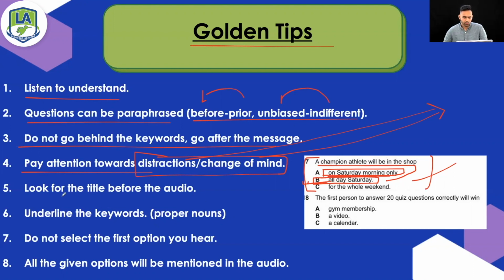As I've told you, look for the title before the audio starts. That will give you a better idea of the audio. Underline the keywords. In the question I've told you in the options as well. For example, here you can highlight gym, video, calendar so that you can relate to the question. Do not select the first option you hear, as I've told you. I've seen students hearing gym membership, they select and they are on the top of the world. They're happy, enjoying, thinking they've got the right answer.